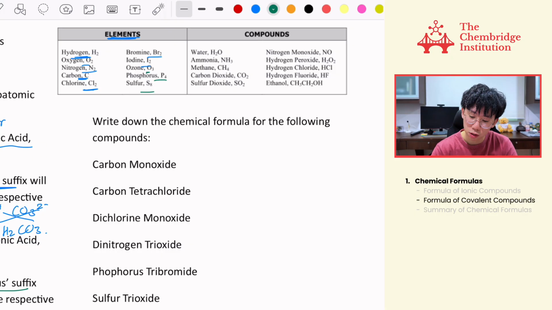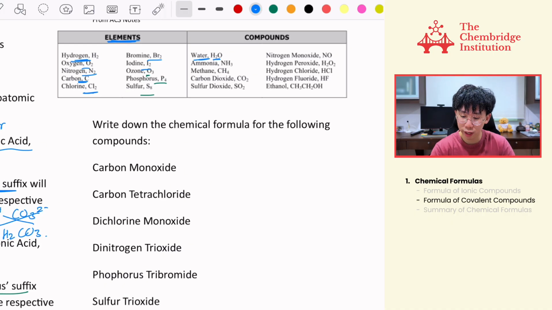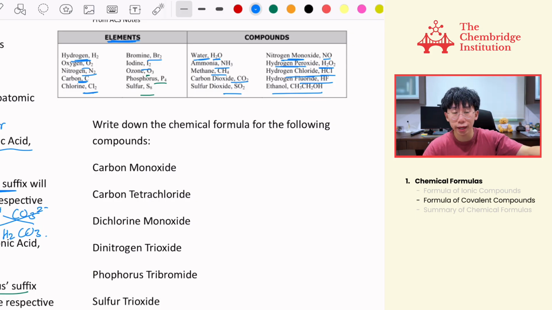And then for compounds, water is H2O. You already knew it because you learned it from somewhere. Ammonia is NH3, methane is CH4, carbon dioxide is CO2, sulfur dioxide is SO2. Sometimes from the name you can guess. For example, carbon dioxide: carbon means you have C, dioxide means there are two O's, so CO2. Same for sulfur dioxide. Nitrogen monoxide means there's only one oxygen with nitrogen, so NO. Hydrogen peroxide is something you just have to know, it's H2O2. Hydrogen chloride is HCl. Hydrogen fluoride is HF, and then ethanol. Organic compounds are a whole separate thing, and we're going to teach you the naming for organic compounds in the organic lecture. So stay tuned for that.